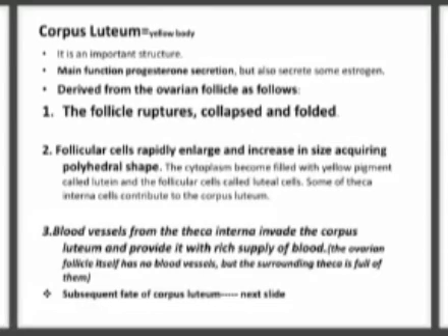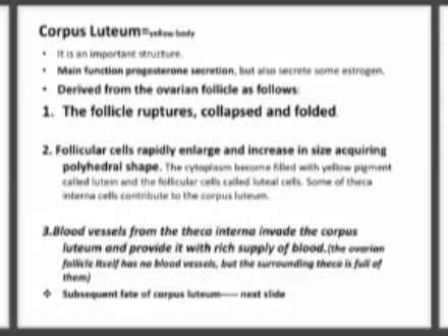The cytoplasm becomes filled with yellow pigment called lutein, and the follicular cells are called the luteal cells. Some of the theca interna cells contribute to the corpus luteum. Theca externa has no role, only theca interna. Blood vessels from the theca interna invade the corpus luteum and provide it with a rich supply of blood. The ovarian follicle itself has no blood vessels, but the surrounding theca is full of them.